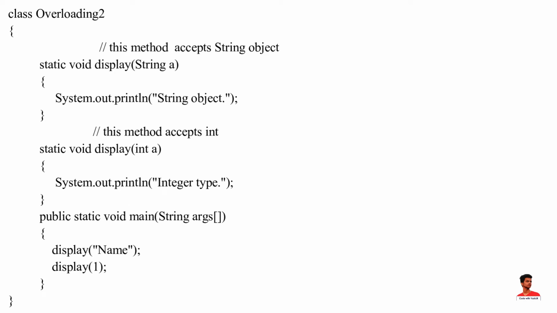Here, both overloaded methods accept one argument. However, one accepts the argument as a String object, whereas the other accepts type int.